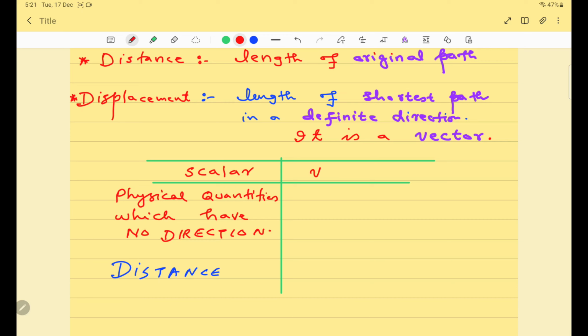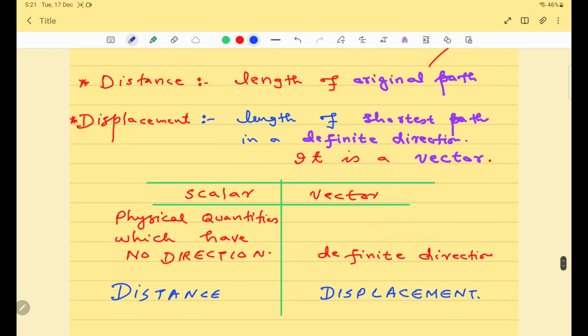But those physical quantities which have a definite direction, which have one direction, are classified as vector quantities, and its example is displacement. Okay, beta? So distance is the length of the original path as well as it is a scalar quantity. Displacement is the length of the shortest path in a definite direction.